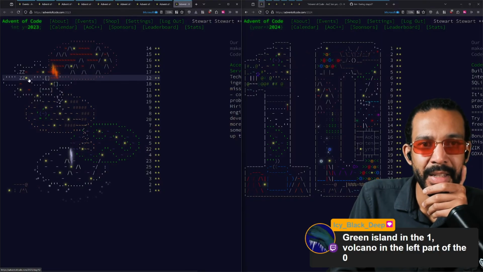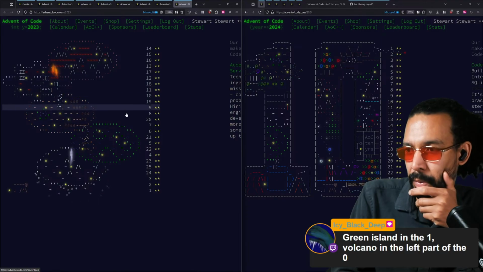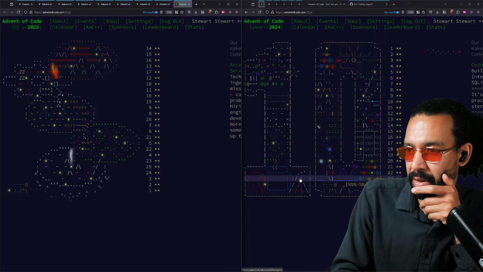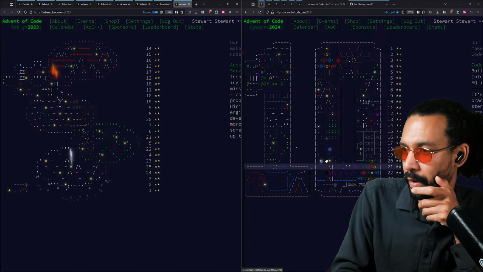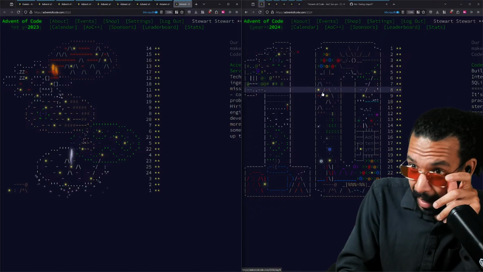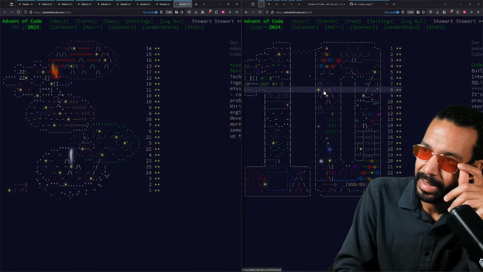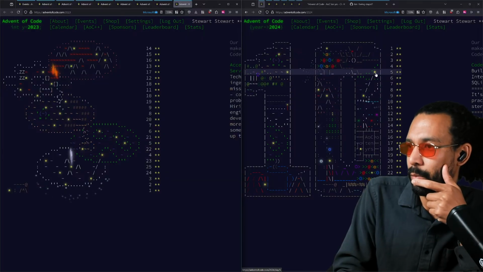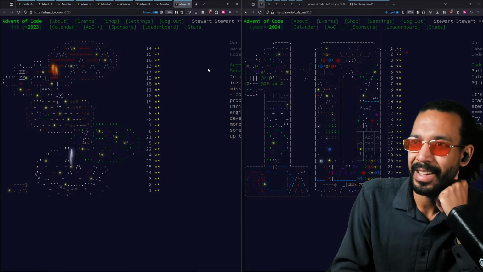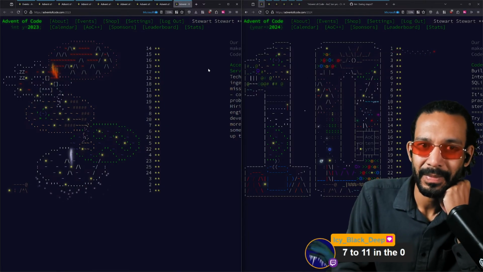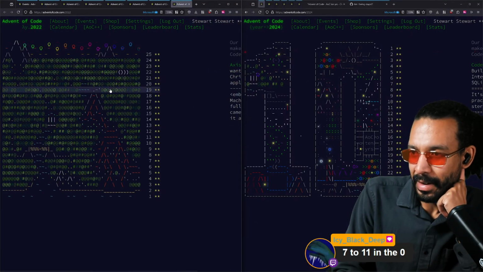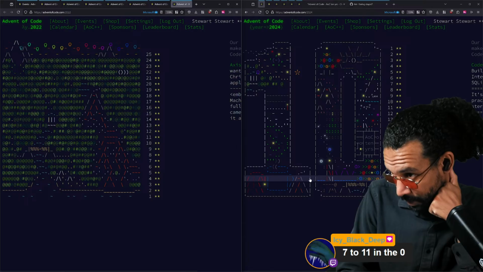Green Island is the one. Volcano is the left part of the O. Wait, I think this volcano might be a different year though. Oh wait, volcano is the left part of the O. Ah, yes. Okay, here's the volcano island. So we have one, two, three of the islands mentioned. Nice. Good eye. I see it. And then this volcano is part of the jungle.